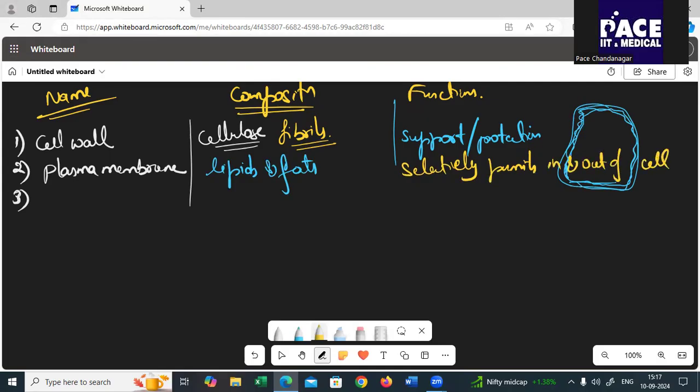And it permits what? It permits nutrition, excretory wastes, or water, whatever substances we are talking about, it selectively permits. It only permits those substances which are useful for the cell.